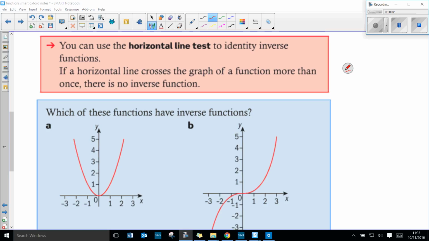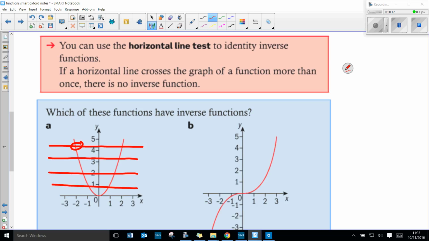Horizontal line test to identify inverse functions. If a horizontal line crosses the graph of a function more than once, there's no inverse function. So for A, for example, if you were to draw horizontal lines, the graph touches this line more than once, therefore it does not have an inverse function.